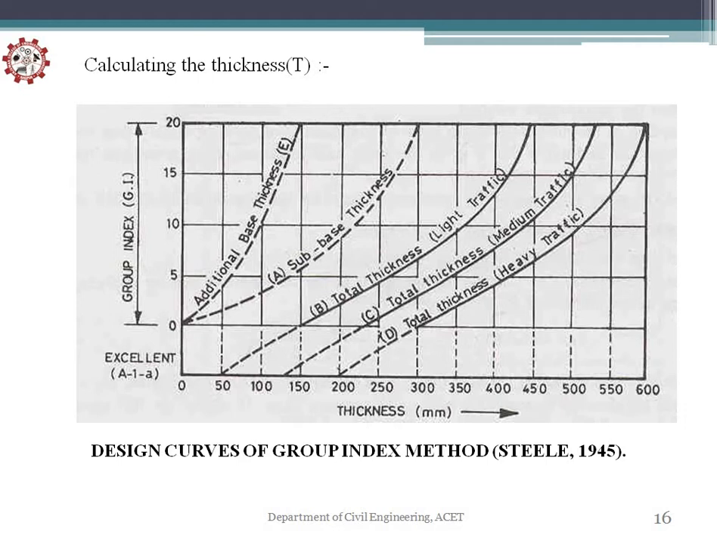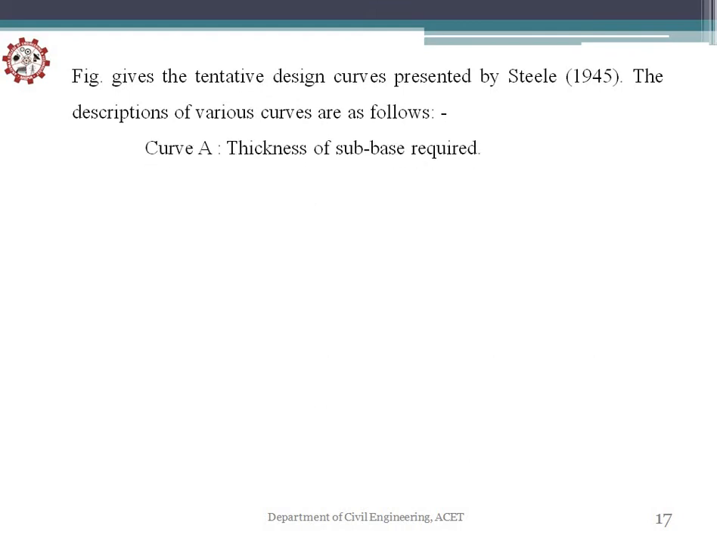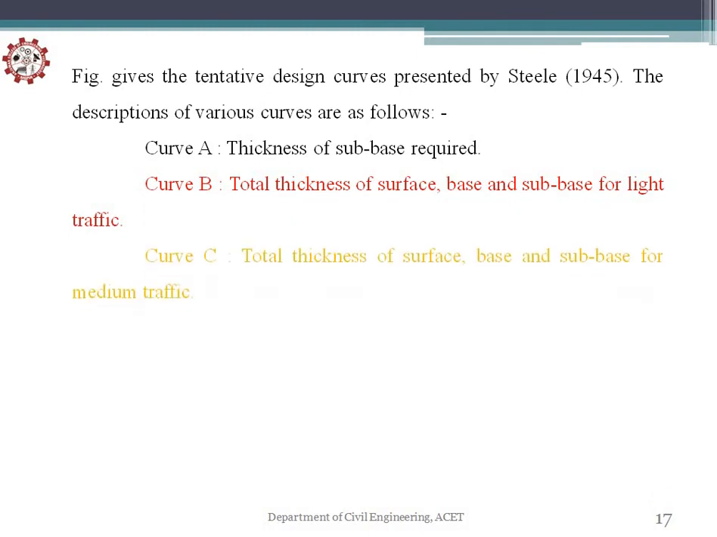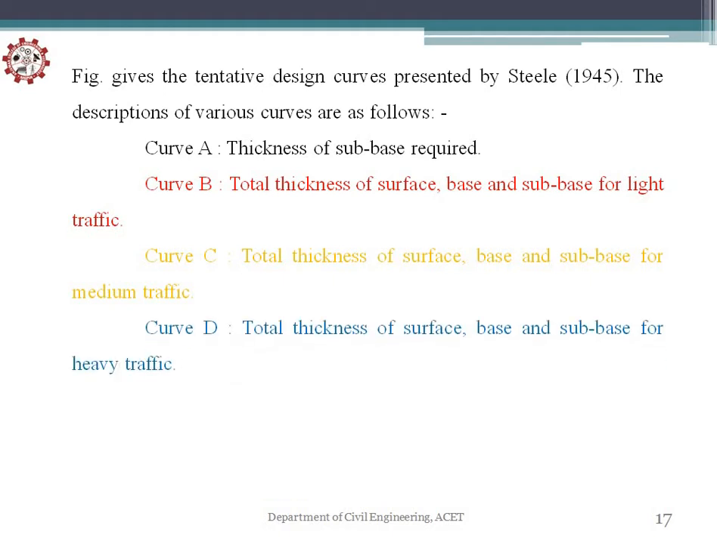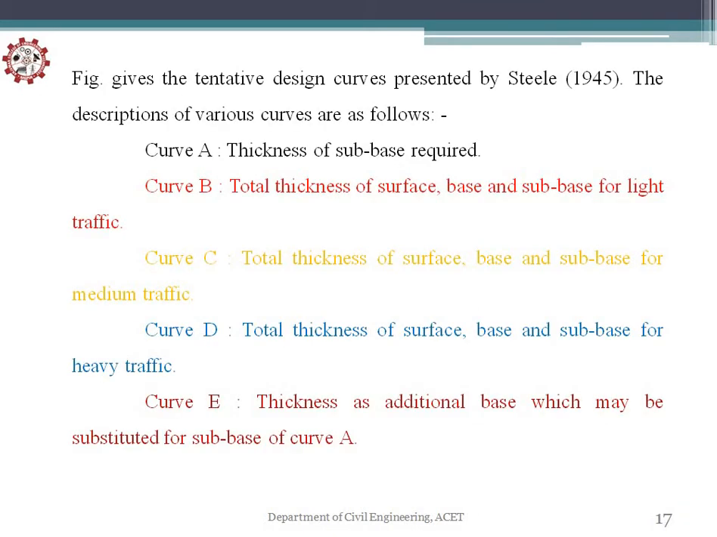So these are the design curves given by CBR 1945. These values were given by CBR 1945. So A curve is the thickness of subgrade required. B is the total surface, base and subbase for light traffic. C is for medium traffic and D is for heavy traffic. E is for the additional base which may be substituted by subbase of the curve A.